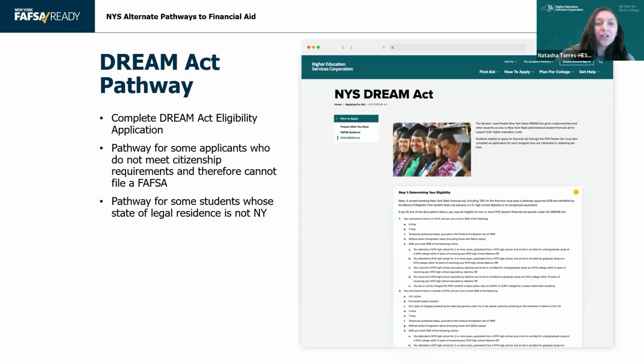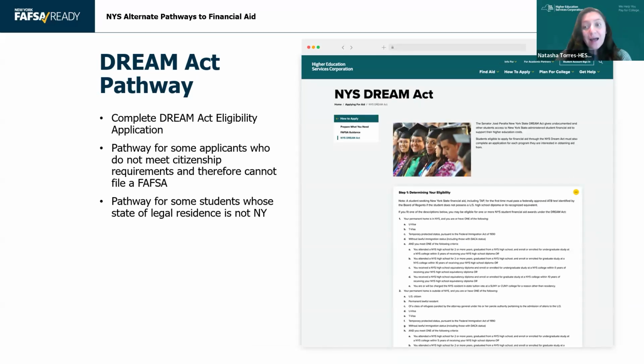Okay, the next one we're going to look at is the DREAM Act. The DREAM Act pathway is for students who are typically not eligible for FAFSA, or maybe they do receive FAFSA, but they cannot use the FAFSA TAP pathway because they don't meet the citizenship or residency criteria. So there are certain immigration statuses that are eligible for the DREAM Act that are not eligible for FAFSA. This includes DACA and other students.